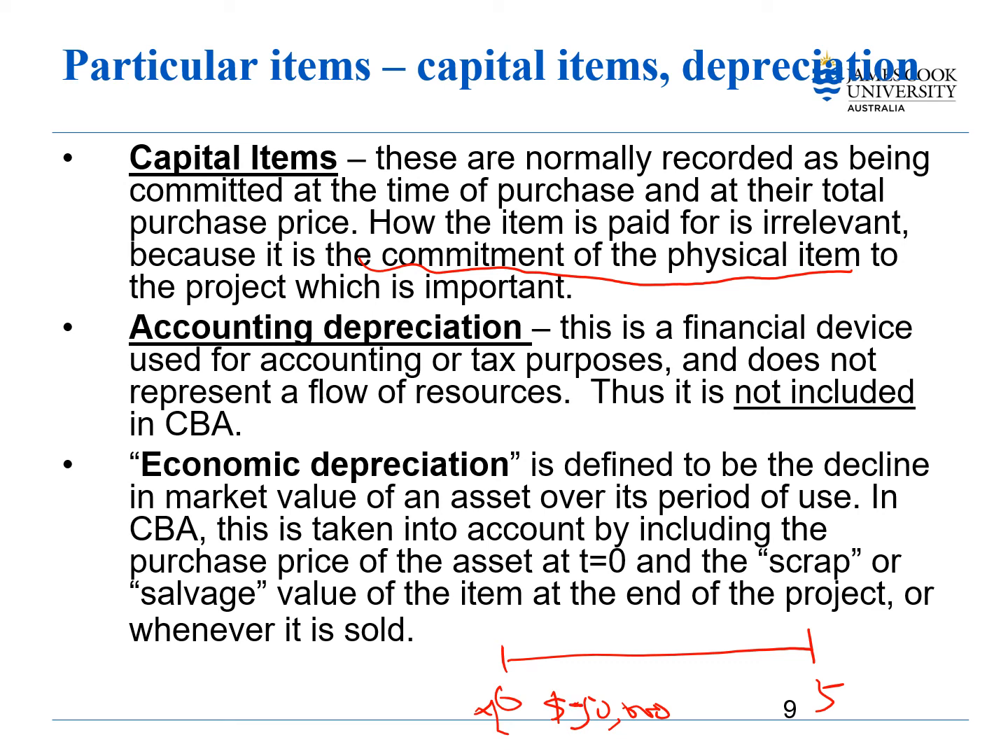Then when the project is finished, in 5 years' time, the truck is released. So there's a scrap value or salvage value of the trucks. Suppose it's now say $10,000. So now it's a benefit, a $10,000 benefit we record at the end of the project. So the difference between 50 and 10 here captures the economic depreciation associated with the asset, the truck.